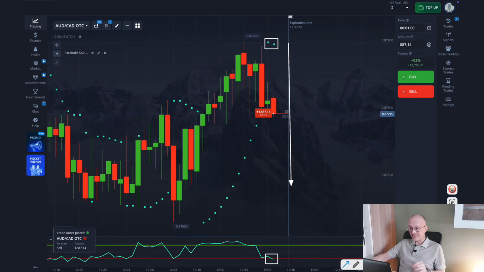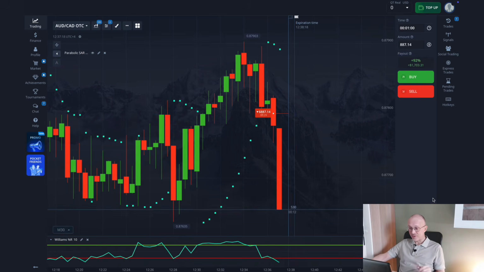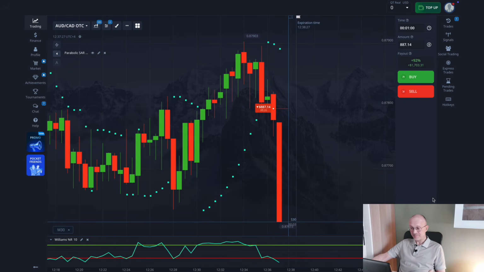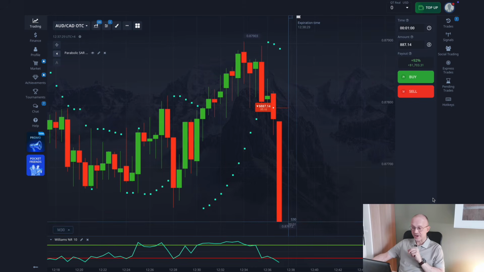And here, my friend, is an important point. For Parabolic SAR, you don't need to wait for a long series. Just 2 points are enough for the signal to be considered valid. The main thing is that the general direction is confirmed by other indicators.